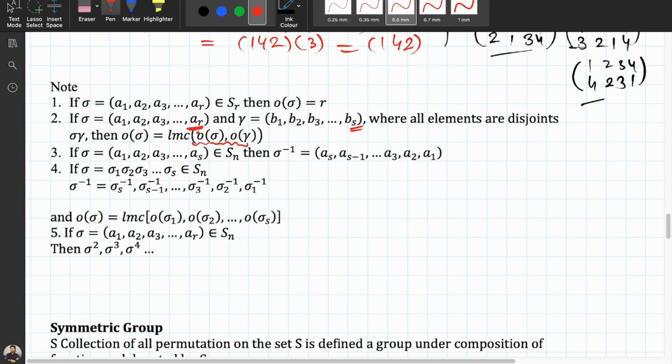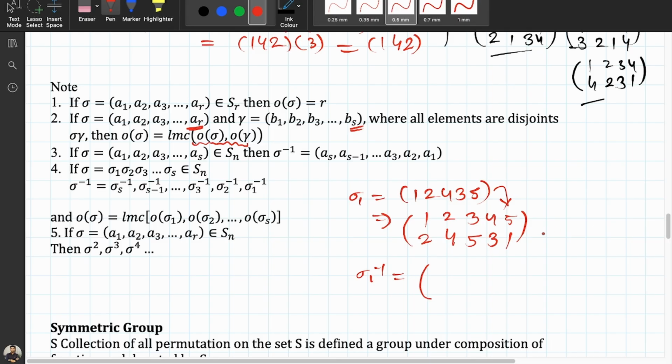Okay, if you have sigma, what is the inverse? Let's say sigma is the cycle 1 2 4 3 5. What is the meaning? 1 goes to 2, 2 goes to 4, 4 goes to 3, 3 goes to 5, 5 goes to 1. This is the cycle notation of this permutation. What is the inverse of this? Sigma inverse: just write this line here and this line, meaning swap the rows of this matrix. So it is 2 4 5 3 1.